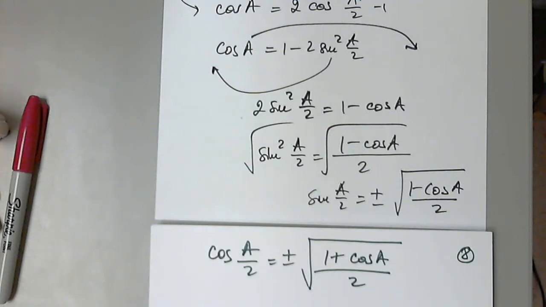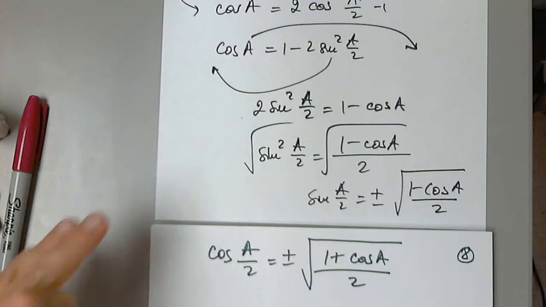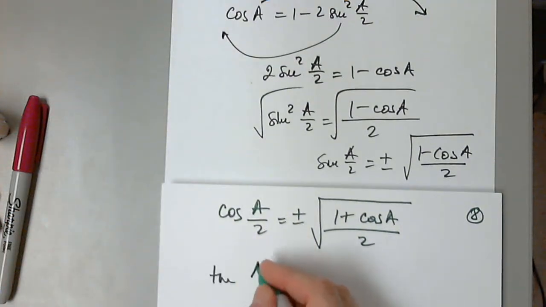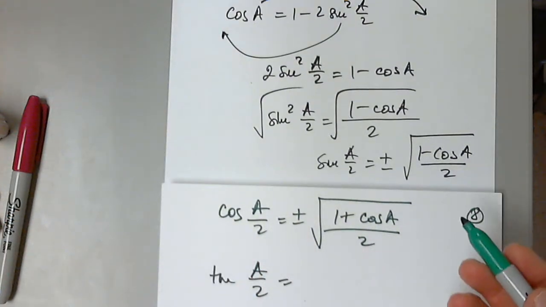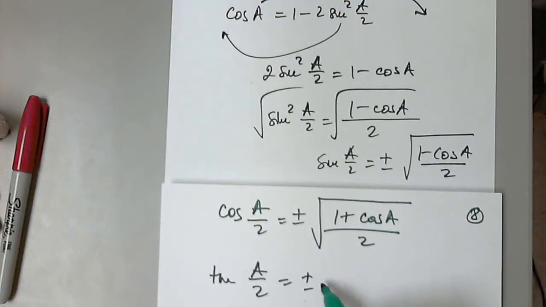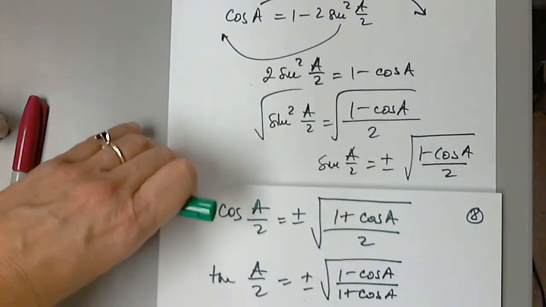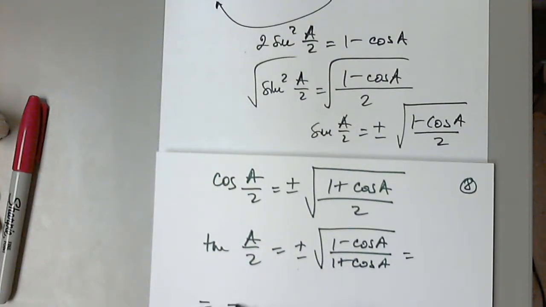What about tangent? Okay, so let's take a look at tangent. One formula for tangent a over 2 will be sine over cosine, so plus or minus the square root of 1 minus cosine a over 1 plus cosine a. That will be one option. And there are two other options. Either sine a over 1 plus cosine a or 1 minus cosine a over sine a.